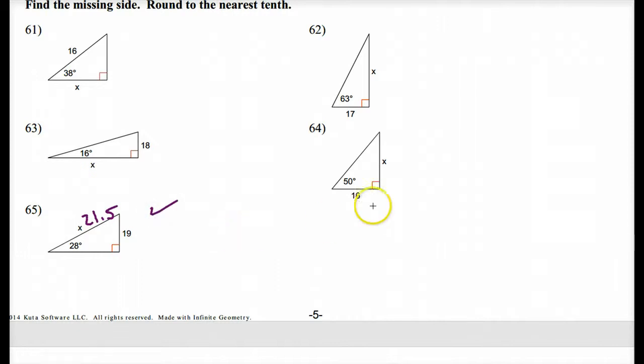Piece of cake. That was it. That's all the video was about. We weren't trying to go for anything crazy or special, just straightforward, simple solving equations with a little bit of SOHCAHTOA. See you later.